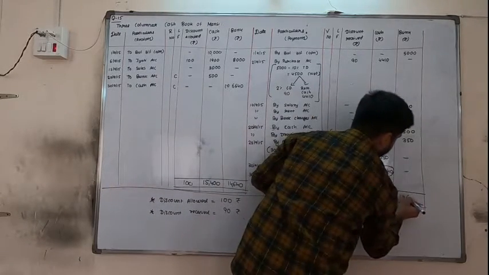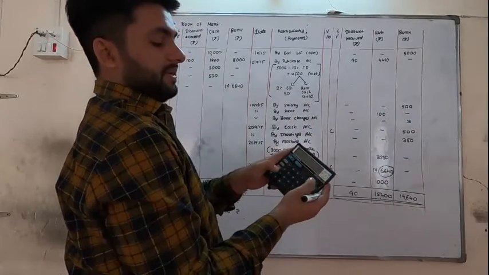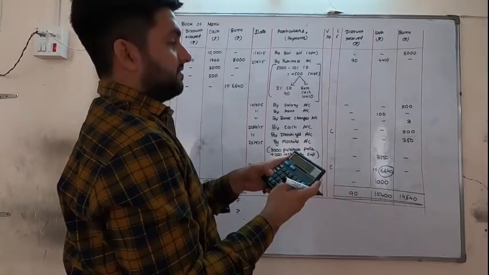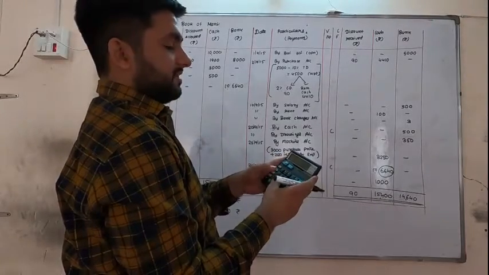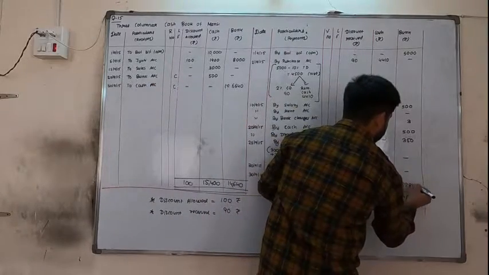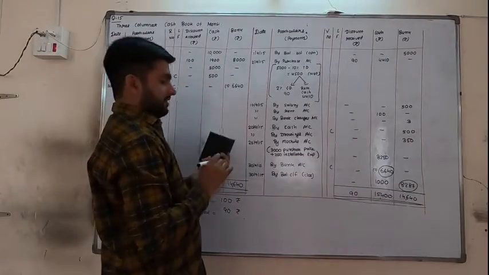14,640. Here also I will write 14,640. Now I may subtract by making 0: 14,640 minus 5000 minus 500 minus 500 minus 350. So it is 8287. So the closing balance of bank is also a closing balance itself, not the overdraft.